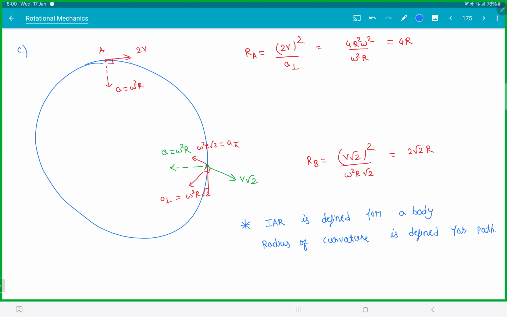Next thing. So how to look at this IAR? Turn the page.